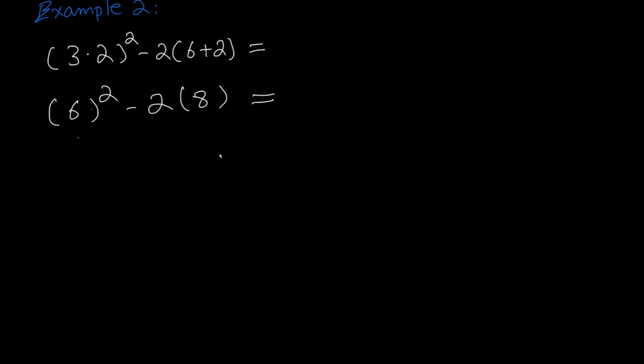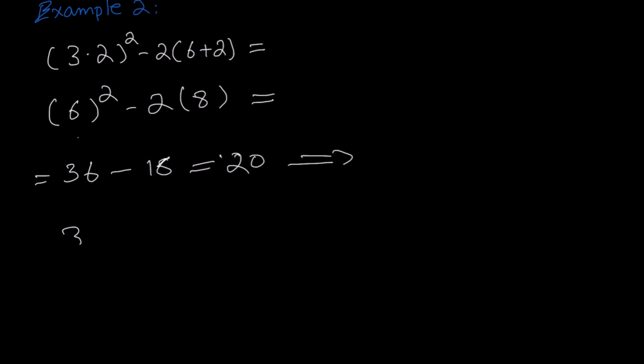Okay, so now we have cleared out the parentheses. So 6 squared will be 36 minus 2 times 8 is 16. So 36 minus 16 will be, what is that? 6 minus 6 is 0. 3 minus 1 is 2. So it will become 20.